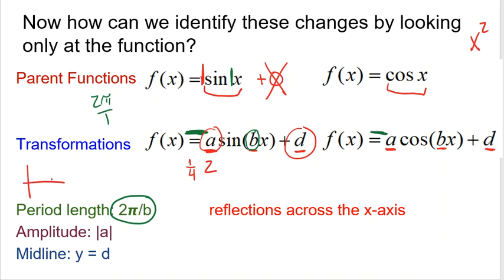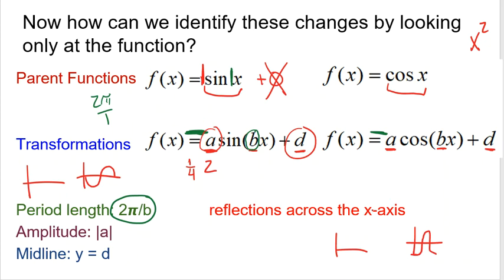So again, if you think about sine traditionally starting by going up and then down and then back to the midline, if I reflect sine, then it goes down first, up, and then back to that midline. Same thing for cosine. Cosine starts above the midline, drops, and comes back up. Whereas if I reflect it, now it starts below the midline, goes up, and back down. So that's that reflection across the x-axis, which is a negative out in front.